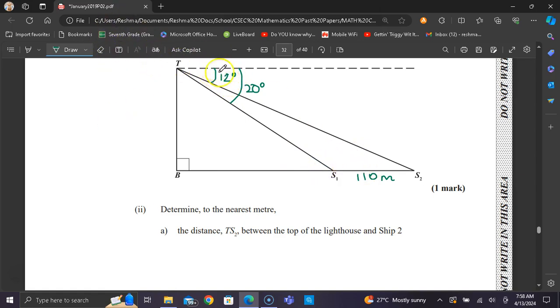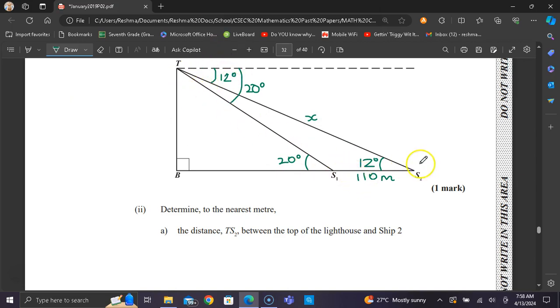So by alternate angles, if this angle is 12, then it means this angle here is also 12, since they are alternate angles. And since this angle is 20, that means this angle here is also 20 degrees, right? Since they're alternate angles. Now, since we have that information, let's just label this side of our triangle X. All right, TS2, that's the distance we need to find.